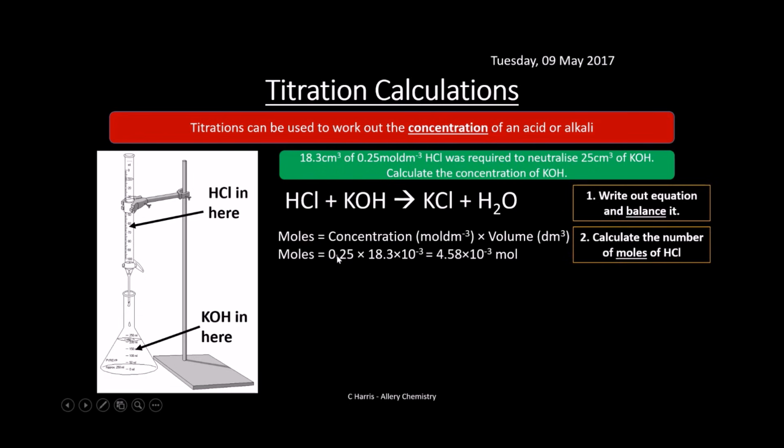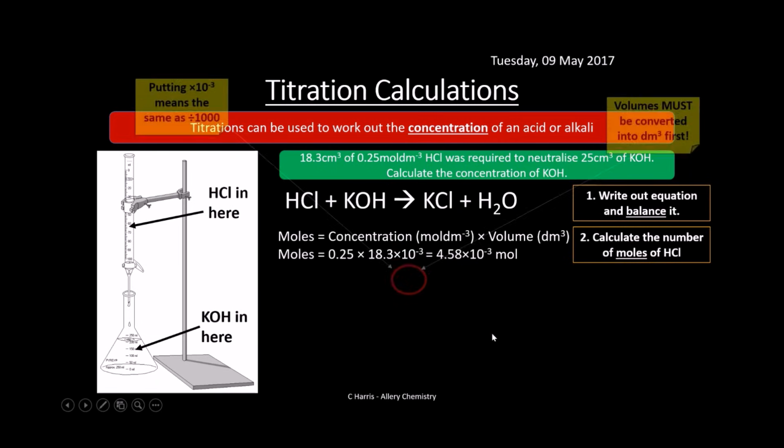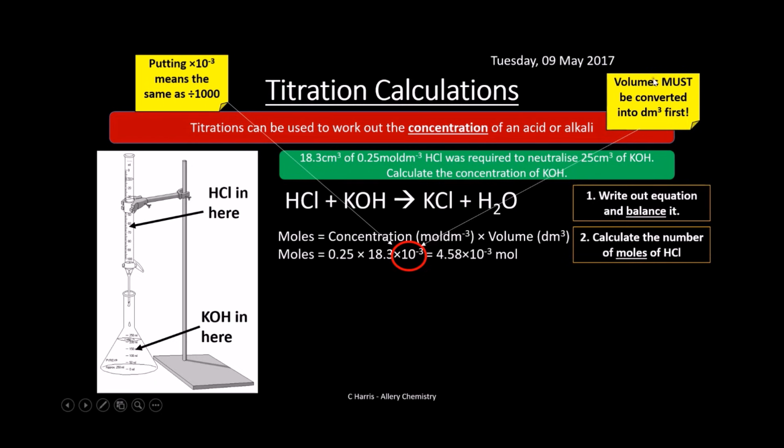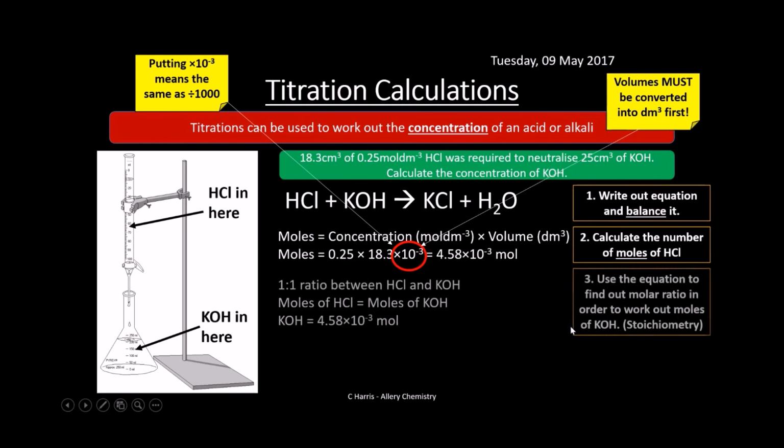Concentration is 0.25 times the volume, which is 18.3. Remember, we have to convert from centimeters cubed to decimeters cubed. So we take the value in centimeters cubed, times it by 10 to the minus 3. That converts it into decimeters cubed. And then we get a number of moles as 4.58 times 10 to the minus 3. And this is the number of moles of HCl. So make sure it's converted to decimeters cubed.